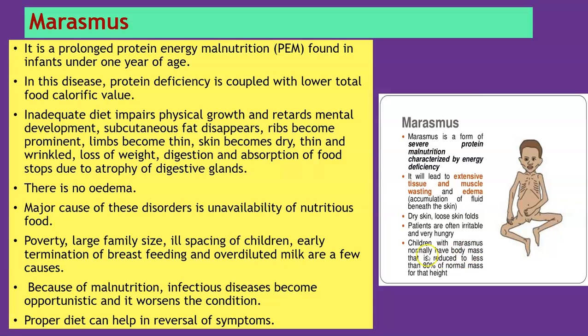Now, children with marasmus normally have body mass that is reduced to less than 80% of the normal mass for that height. So it leads to extensive tissue and muscle wasting and edema, that is accumulation of fluids beneath the skin. Here in this case, you'll also find the patient often very irritable and very hungry, unlike in case of kwashiorkor where the patient suffers from loss of appetite.